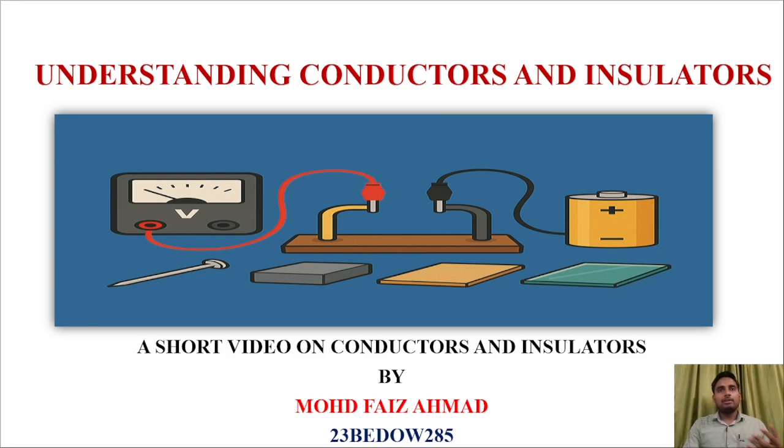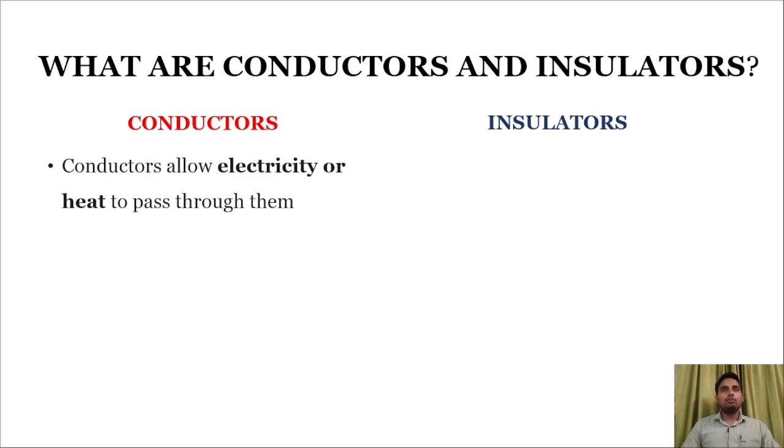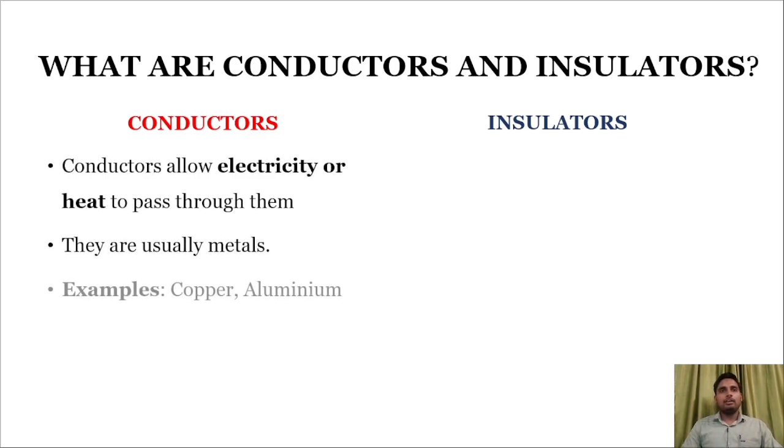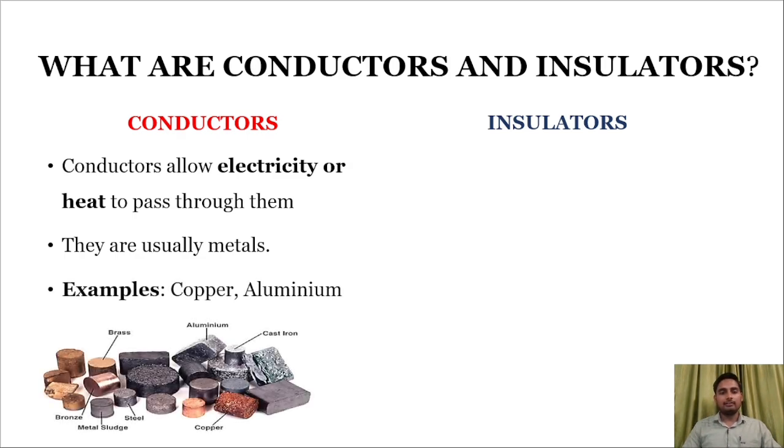There are many materials around us, for example, wood, plastic, glass, copper, iron, etc. So, we can classify conductors and insulators on the basis of understanding. Okay, so let's start. What are conductors and insulators? If we talk about conductors, when a material allows electricity to pass through it, it is called a conductor. They are usually metals, for example, copper, aluminum, iron, etc.